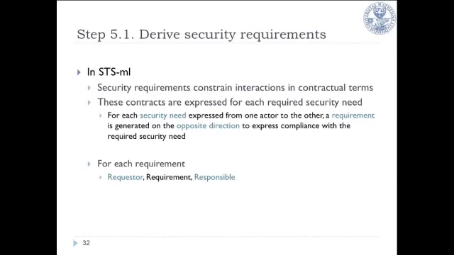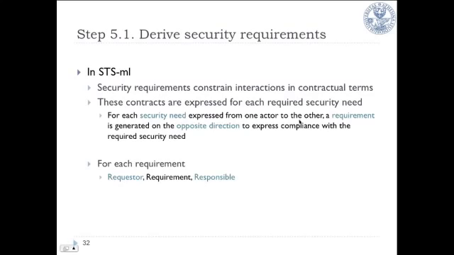And we capture security requirements in terms of contracts between the two parties. The first being the one who requests the security need, and the second one being the one who accepts it, and when it accepts the security need, it has to obey and comply with it. And the requirement would actually be this contract between the two. So for each requirement we have a requester, the requirement itself representing basically the security need or the constraint that is expressed, and the responsible actor being the second one who will obey this constraint that has been specified.